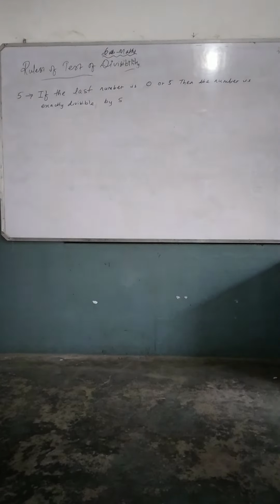Now see the rule. If the last number is 0 or 5. Now for 5 it is very easy. You just have to look at the last digit, and that last digit must be 0 or 5. Then the number is exactly divisible by 5. You have to see the last digit only, which is at the one's place. If that digit is 0 or 5, then the whole number is exactly divisible by 5.